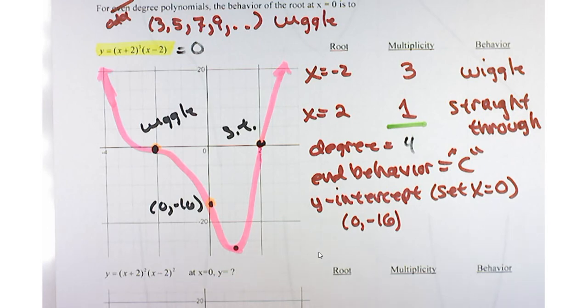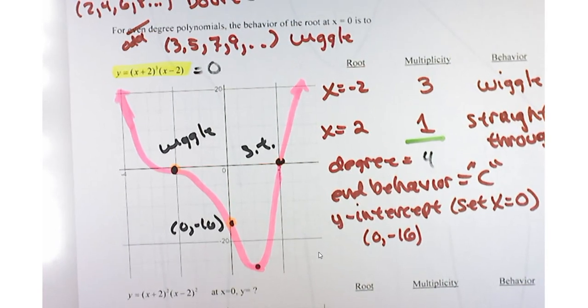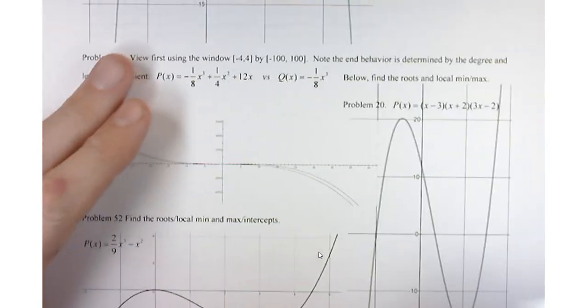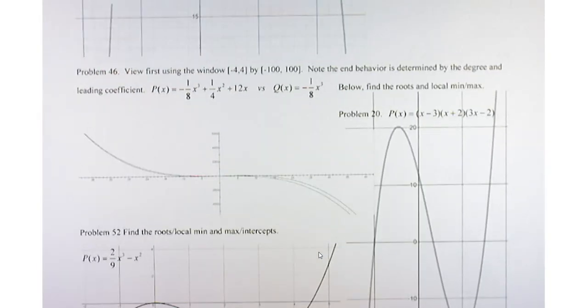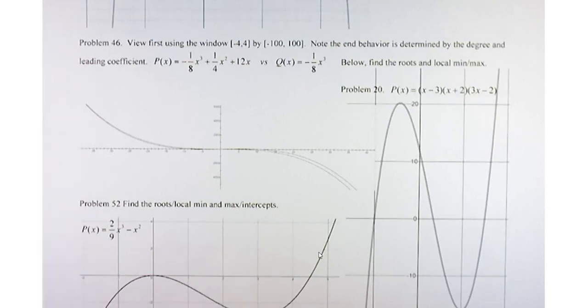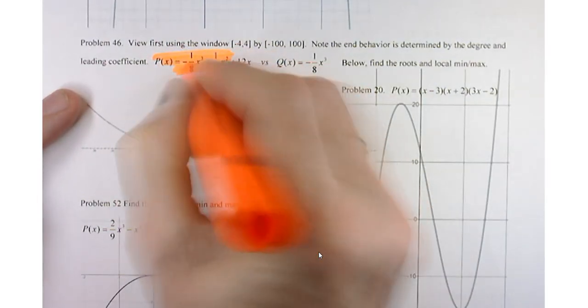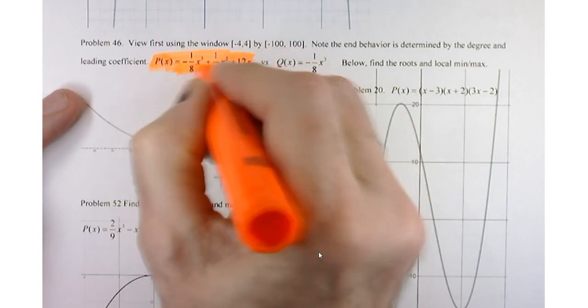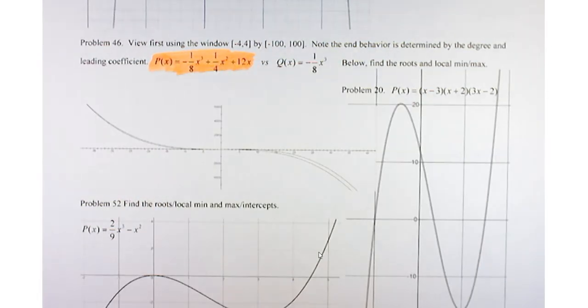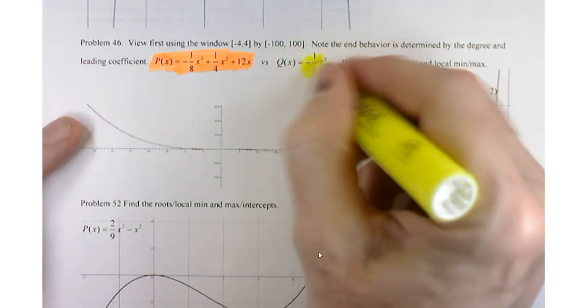Is it on this graph? Yeah, I think it's on the back side of this. No, it's on the back side of our end behavior graph. Let's take a look at two different polynomials. So we'll look at p of x, which is this one in orange. And then I'll look at q of x, which is this one in yellow.